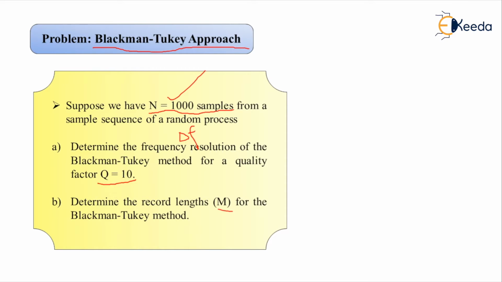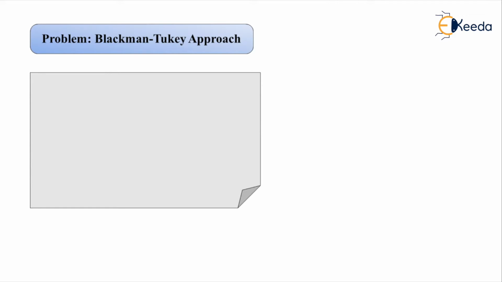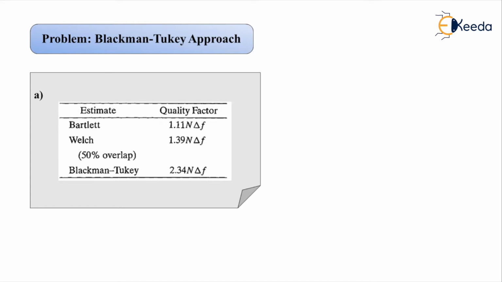As far as the frequency resolution is concerned, for the previous cases of the Bartlett and Welch methods we took the help of a table. So for solving part A, we take the help of that particular table once again. In this table, the first column lists the methods for power spectrum estimation techniques. The Bartlett method and Welch method we have already dealt with, and now here is the Blackman-Tukey approach that we have just covered.